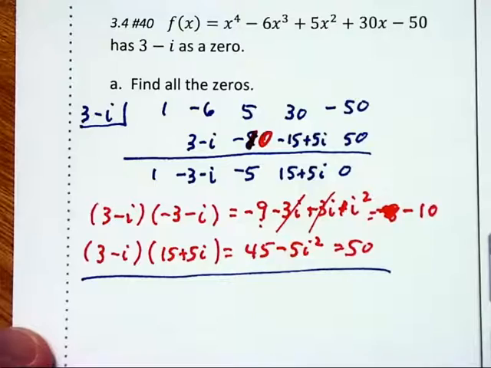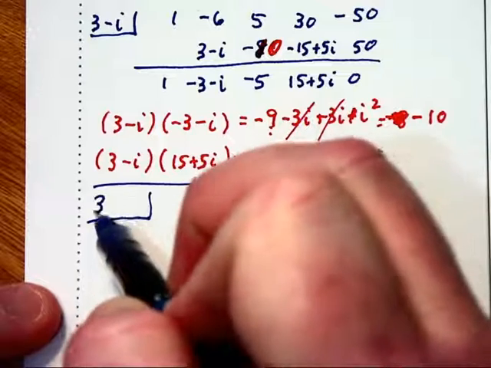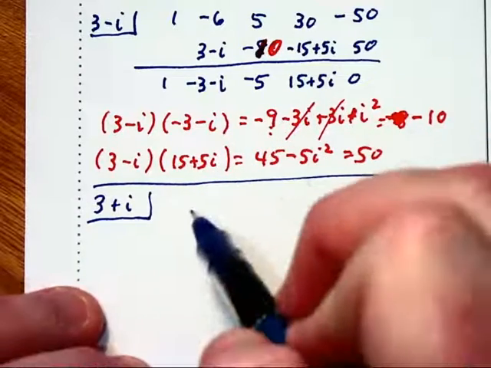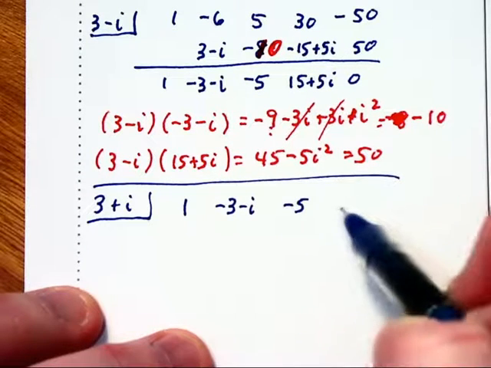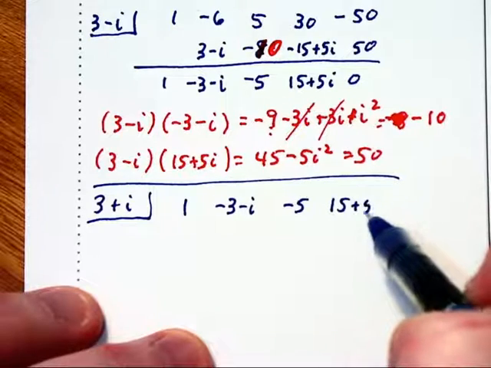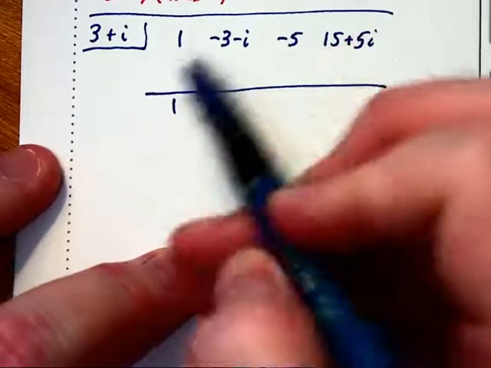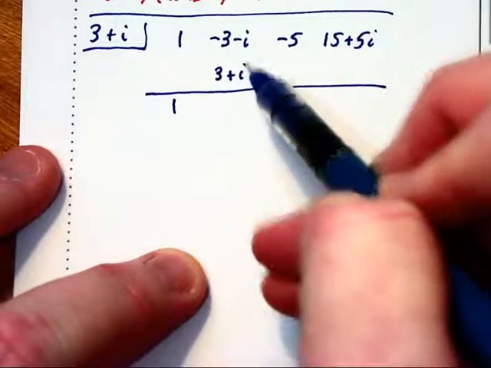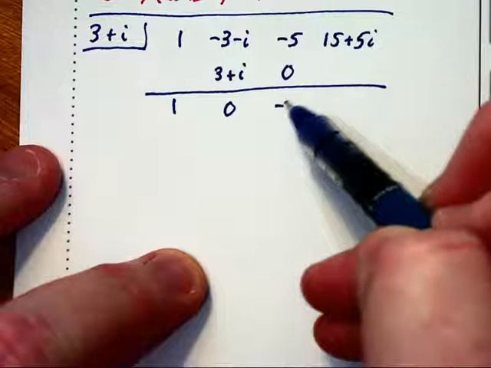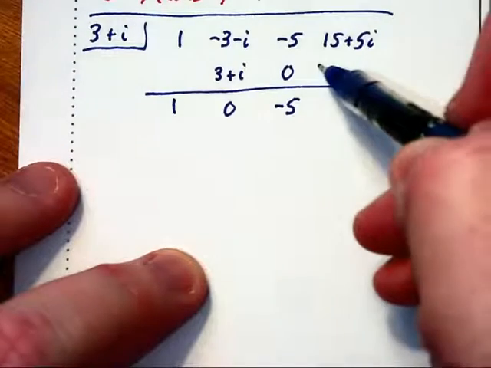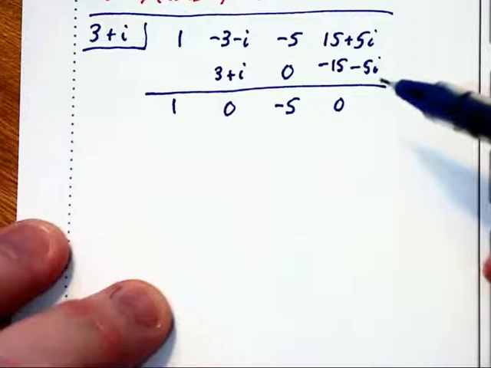But now what we need to do is break this down further. We want to see that 3 plus i is also going to be 0. So our coefficients here are 1, negative 3 minus i, negative 5, and 15 plus 5i for our next synthetic division. Bring down our leading 1. 3 plus i times 1 is 3 plus i. Looky there, those cancel each other out, we get 0. Bring a 0 then right there. Add down negative 5. Distribute, get negative 15 minus 5i, and we got a 0. Ba-bam.